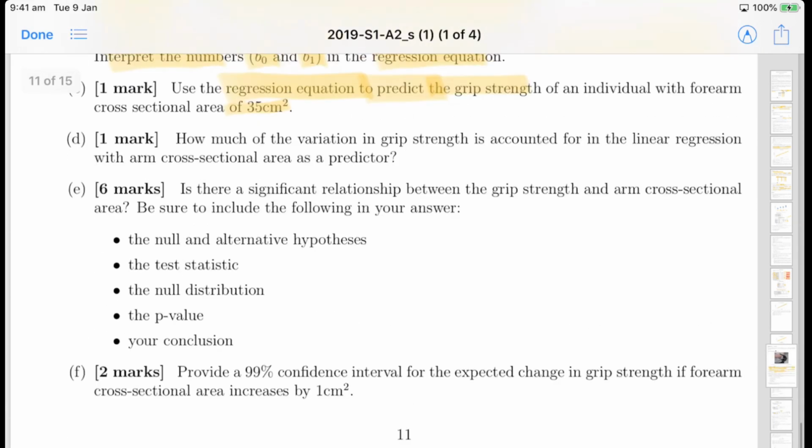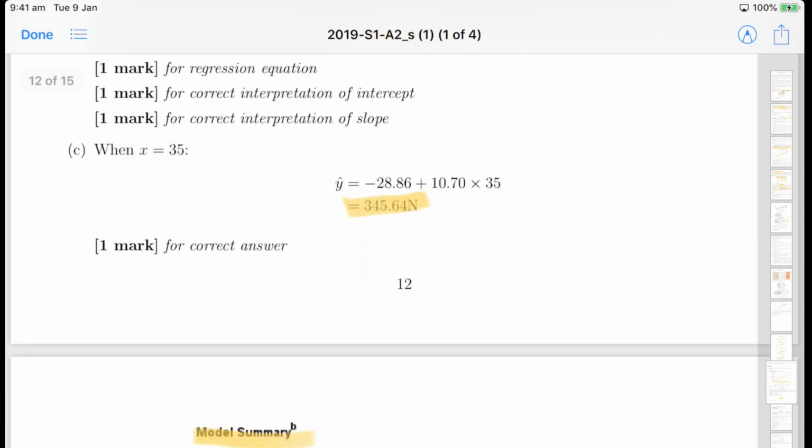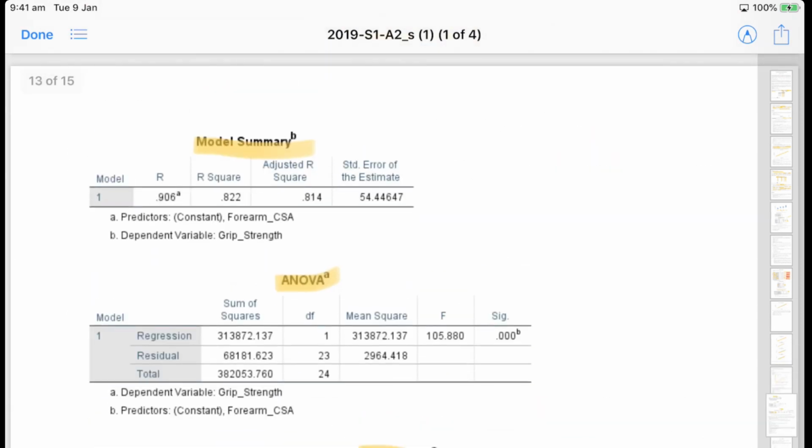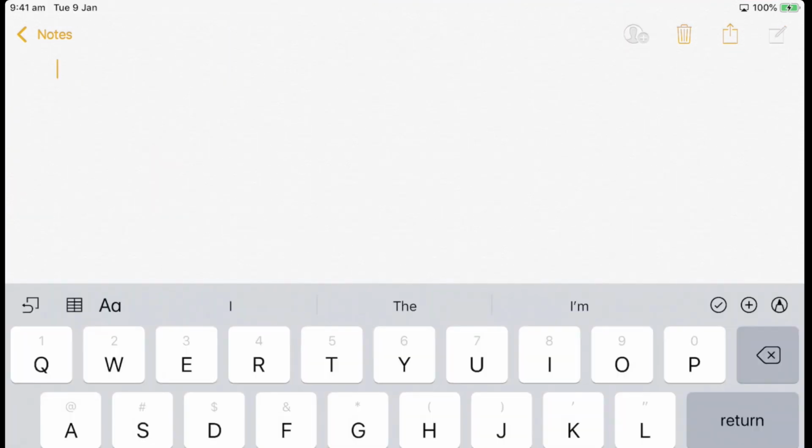Part D is asking how much the variation in grip strength is accounted for in the linear regression with the arm cross-sectional area as a predictor. In order to answer this question, we need to interpret the results in here, okay? Model summary. What we need is R square.